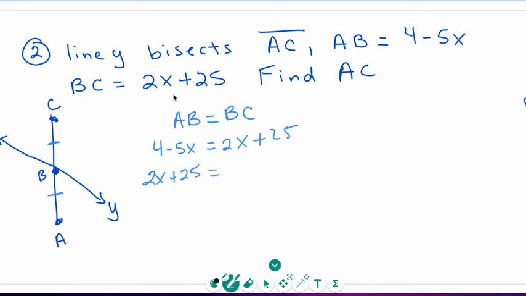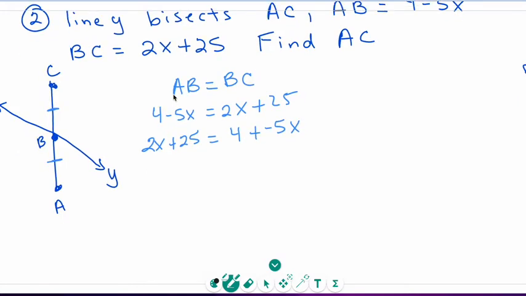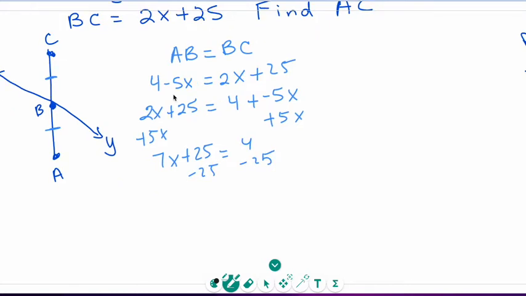2x plus 25 is equal to 4 plus negative 5x. I did keep, change, change. Now I'm going to go ahead and zero pair out the 5x. I'm going to have 7x plus 25 is equal to 4. Zero pair the 25. 7x is equal to negative 21. Divide by 7. X is equal to negative 3.